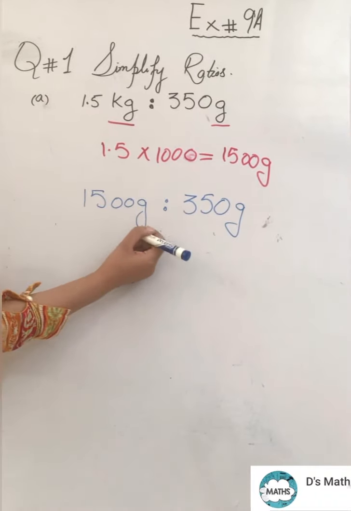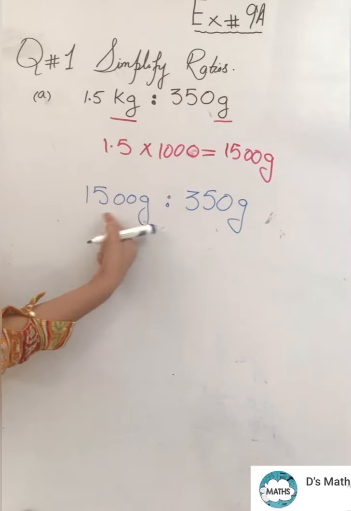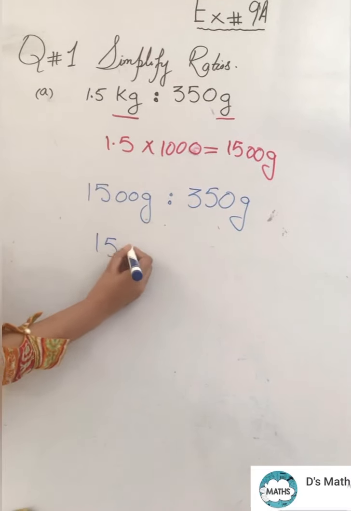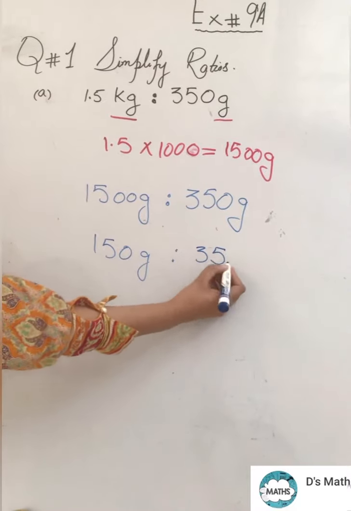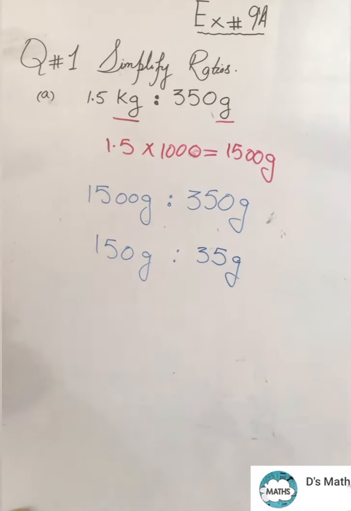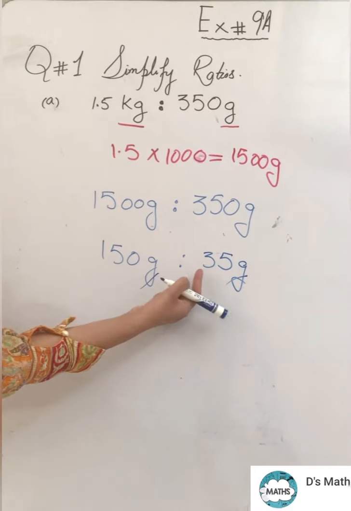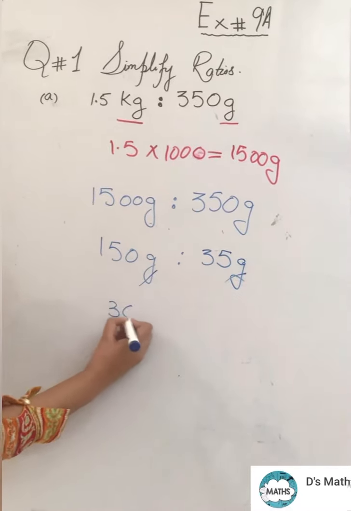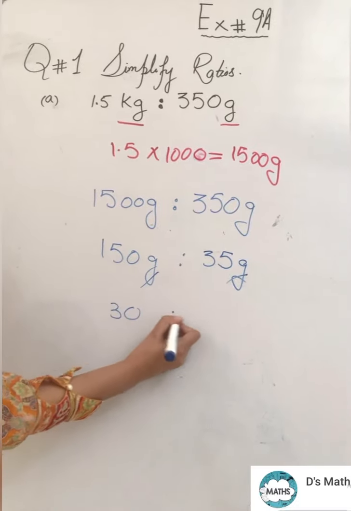Now we have to cancel both the values. Can I cancel? We will divide both the numbers by 10. When you divide both the numbers by 10, you have the answer 150 grams ratio 35 grams. Now again you can cancel gram with gram. Now we will choose 5. When you divide 150 by 5, you have the answer 30, ratio 7.